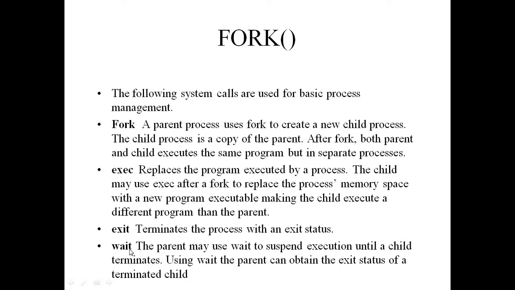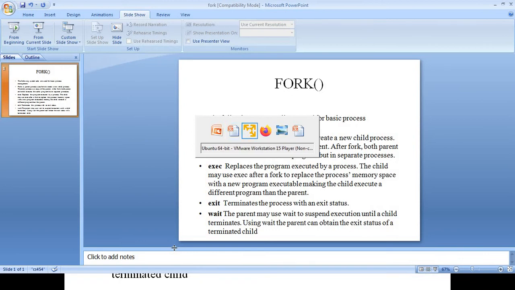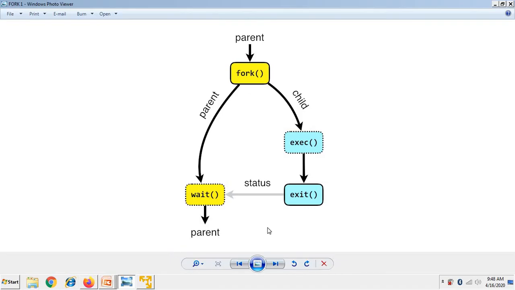So with the wait system call, the parent waits until the child completes its execution. For that time it continues to wait, and when the child finishes, it gets the exit status of the child, and then the parent process can continue with its execution of the program. This was the basic concept of using the fork call.